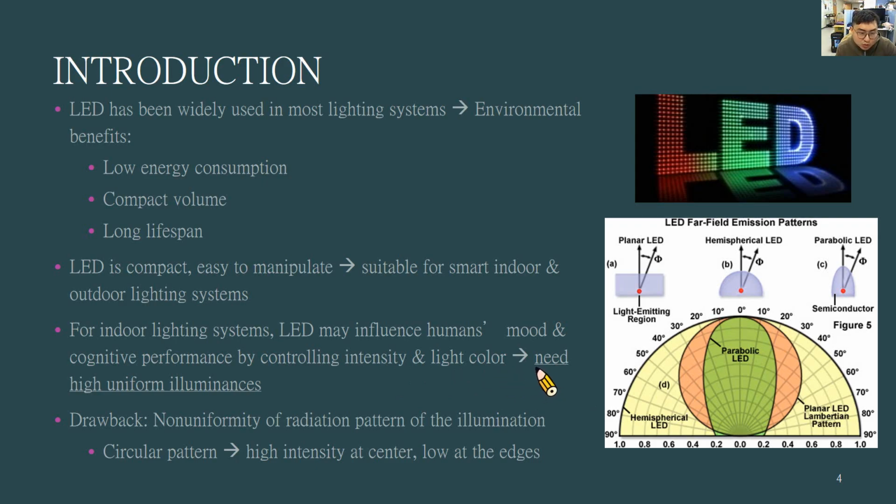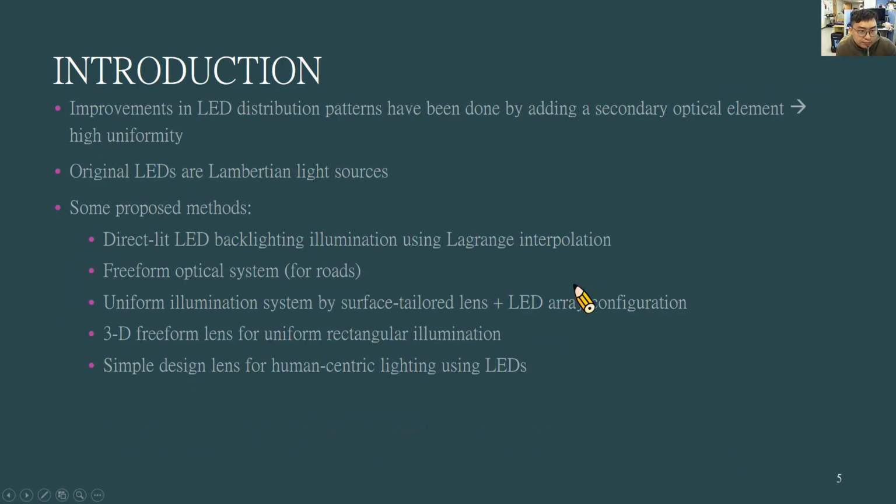As a result, we need highly uniform luminance to do so. But it has one disadvantage. The radiation pattern of the LED itself is actually not uniform. If we look at the graph on the right, the pattern of the illumination is circular. It is high at the center, when the beam angle is at 0 degrees, and at the edges the illumination is very low. So how do we fix this?